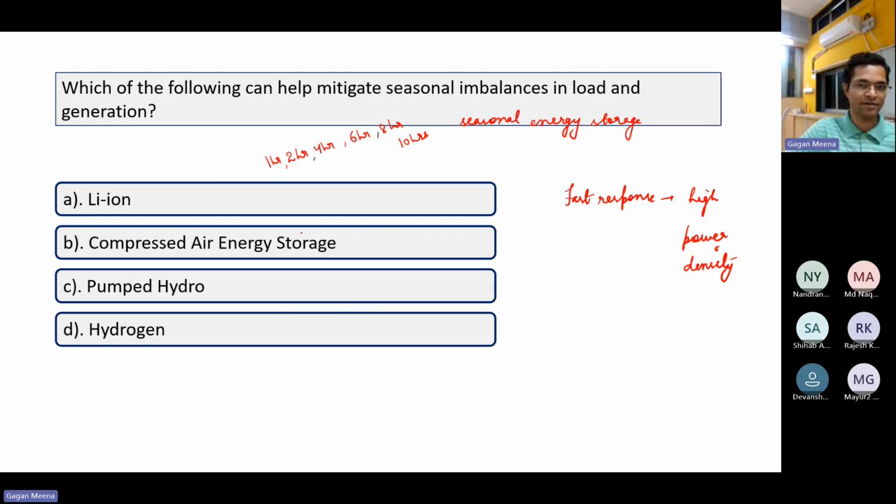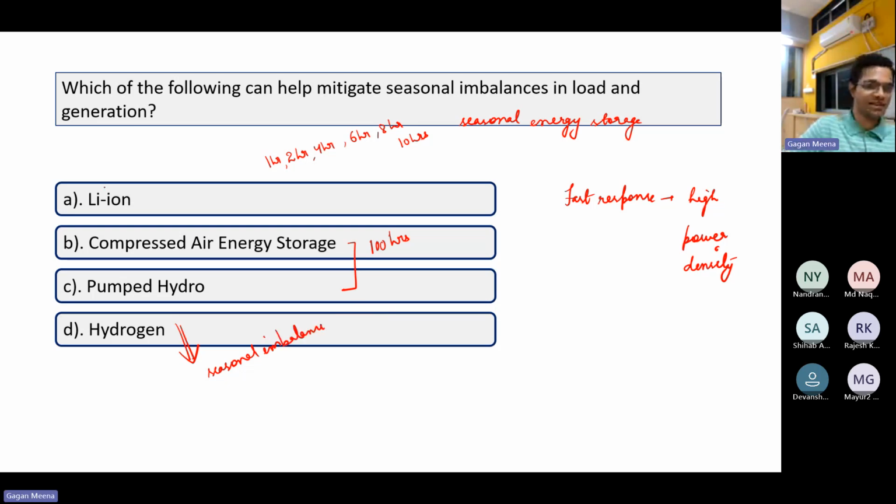And compressed air energy storage and pumped hydro can provide a discharge duration of more than 10 hours and less than 100 hours. For 100 hours, the area requirement will be huge. And hydrogen is one example for mitigating seasonal imbalance.